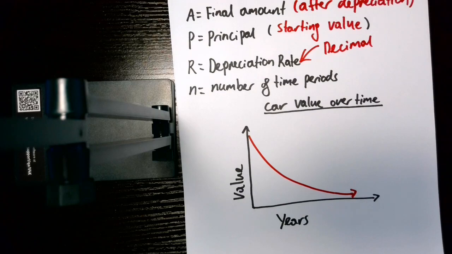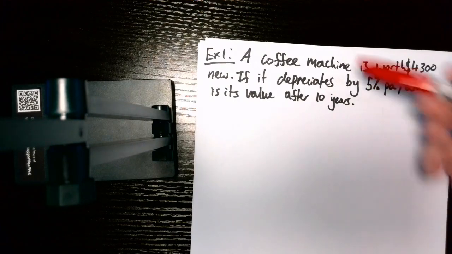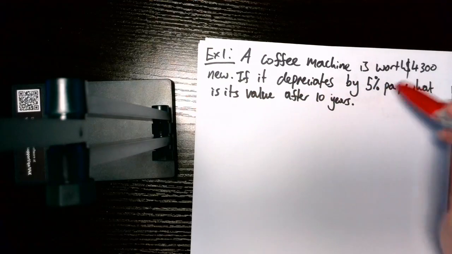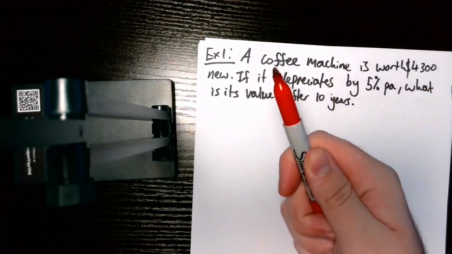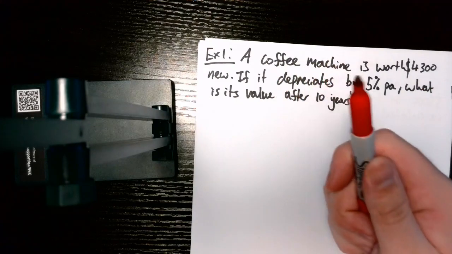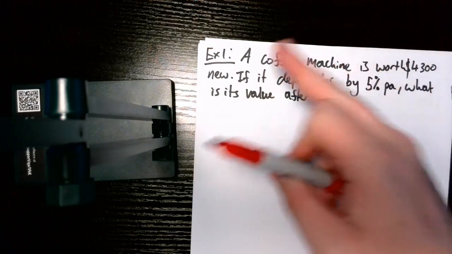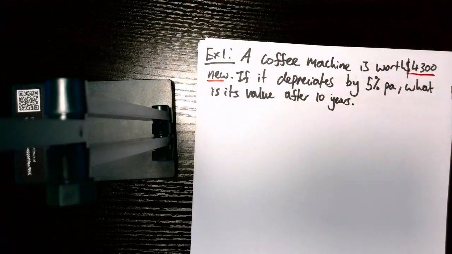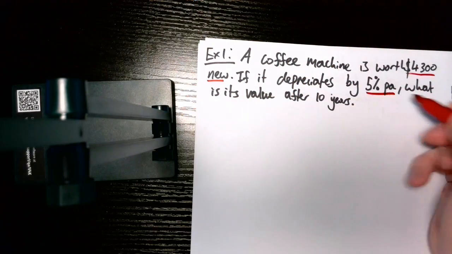We'll do an example. Here's our first example. We say a coffee machine is worth $4,300 brand new when we buy it. If it depreciates by 5% per annum, what is its value after 10 years? Let's get a different coloured pen and go through and highlight the important parts of the question. Notice here that it says it's worth $4,300 new. So that is its starting price. We can call that its principal. It depreciates by 5% per annum, so that's its depreciation rate.